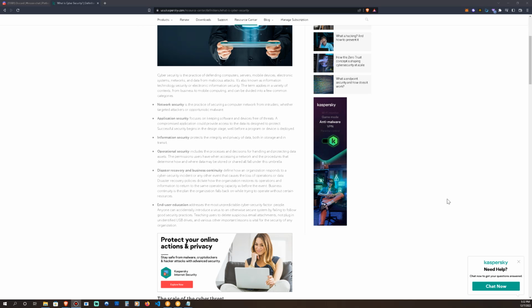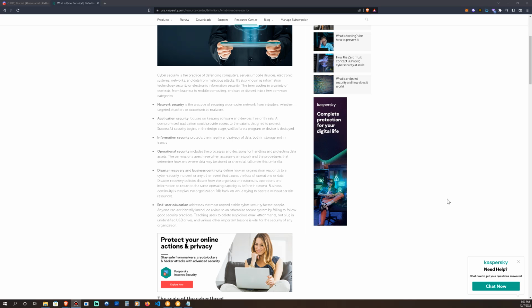Network security, which is the practice of securing a computer network from intruders, whether targeted attackers or opportunistic malware. Application security focuses on keeping software and devices free of threats. A compromised application could provide access to the data it is designed to protect. Successful security begins in the design stage, well before a program or device is even deployed.